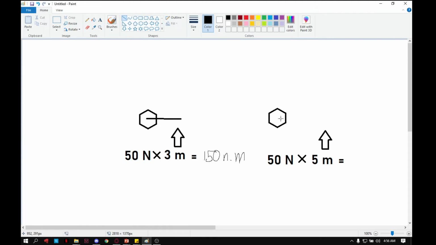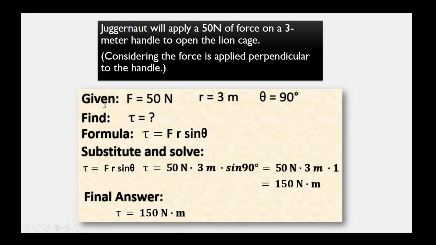Now, compared to a longer object, which is the 5-meter wrench, we will be able to easily rotate this with the same force applied, because we will end up with 50 times 5 equals 250 Newton meters. So in conclusion, just like I've said earlier, the longer the object's length is, the easier it is to produce torque. Now let's go back to the presentation.